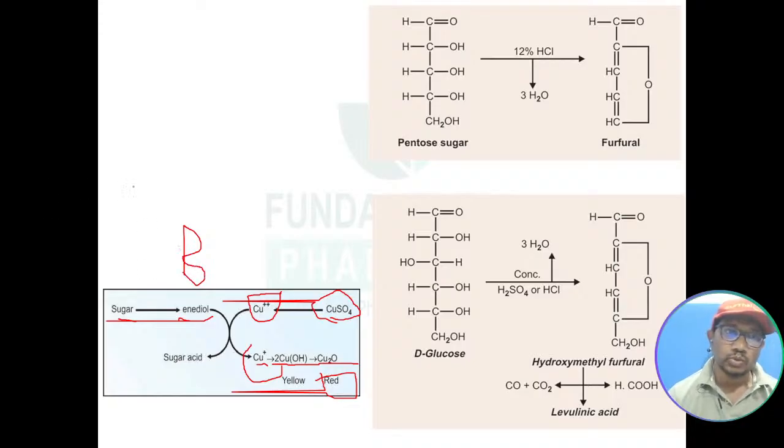This test is used to distinguish between reducing sugar and non-reducing sugar. जो शुगर्स होते हैं अल्कलाइन सॉल्यूशन में एनेडायोल फॉर्म करते हैं, right, and then it will become a sugar acid. But these enediols are reactive, they reduce the ions, for example cupric ion into cuprous ion, and cuprous ion has a different color and cupric ion has a different color. So this color reaction can be used to identify whether sugar is a reducing sugar or non-reducing sugar.